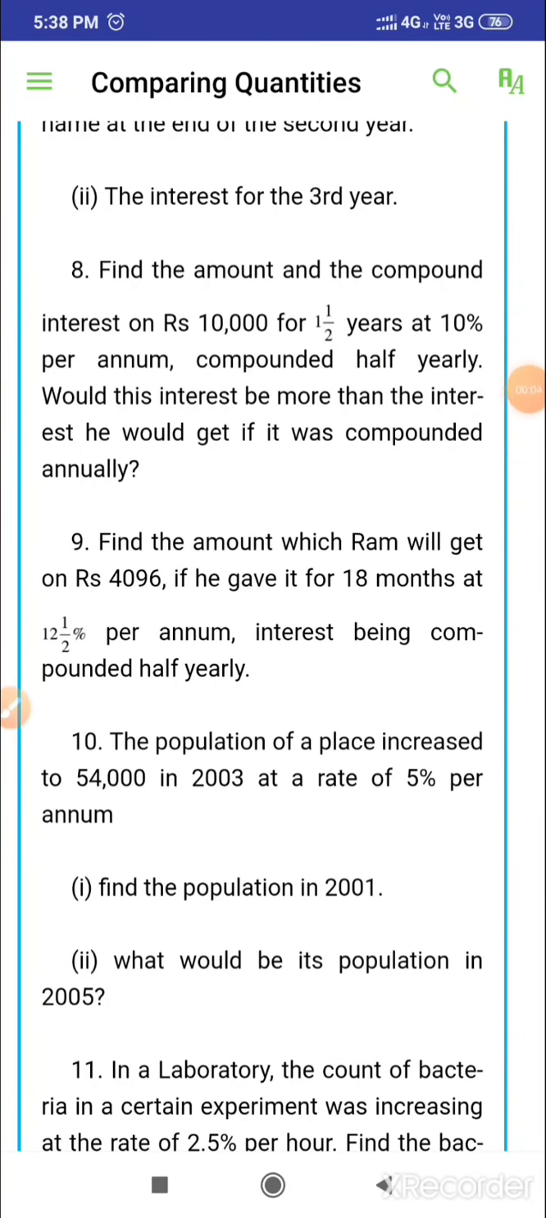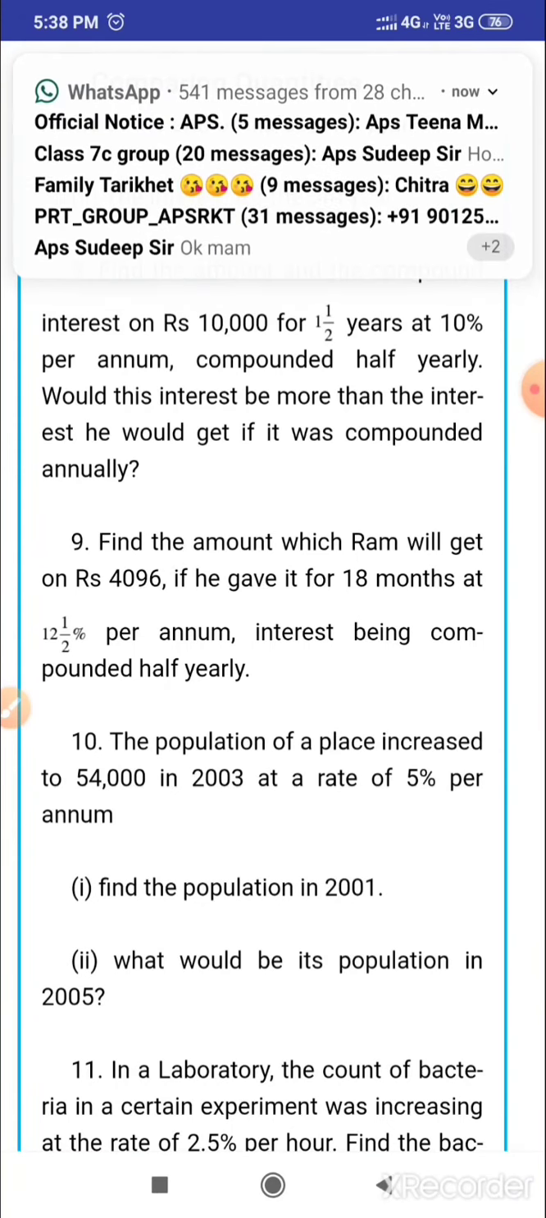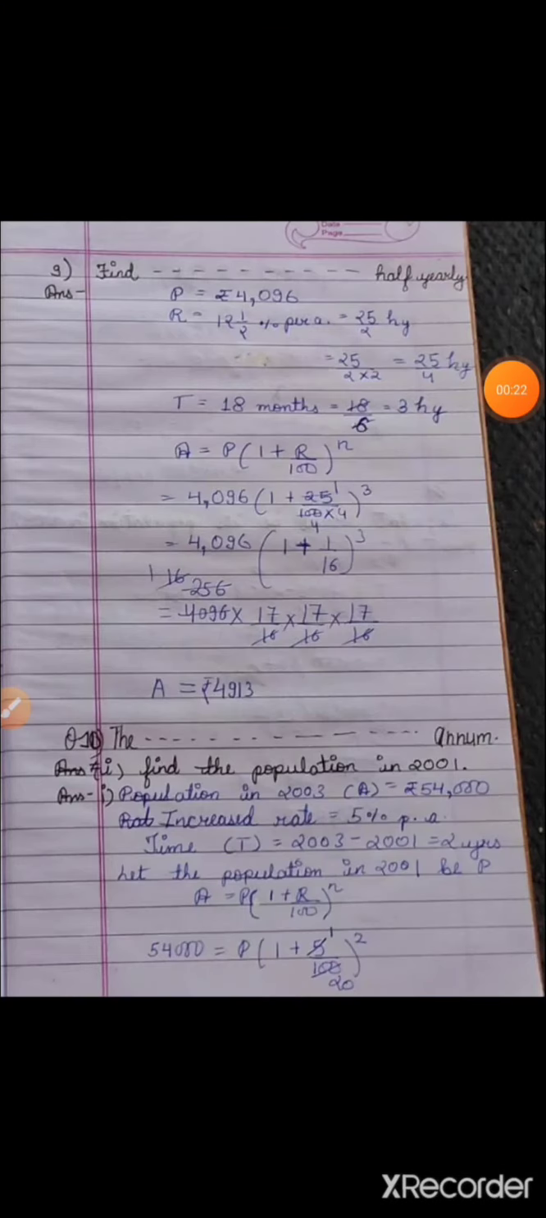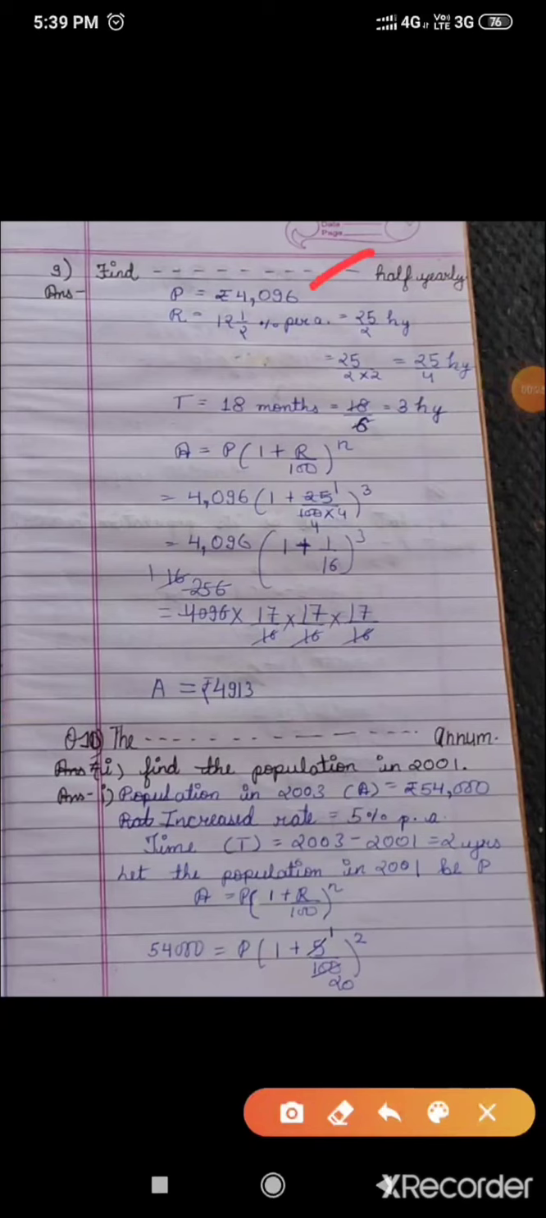Hello everyone, today we are going to discuss exercise 6.3, question number 9. The ninth question is: find the amount which Ram will get on rupees 4096 if he gave it for 18 months at 12.5% per annum, interest being compounded half yearly.